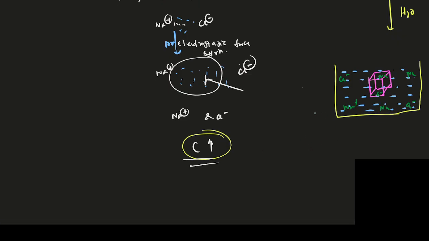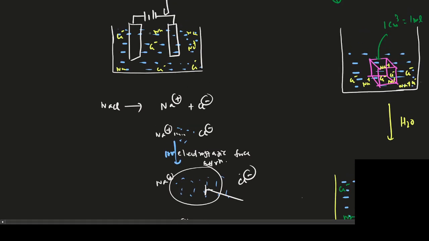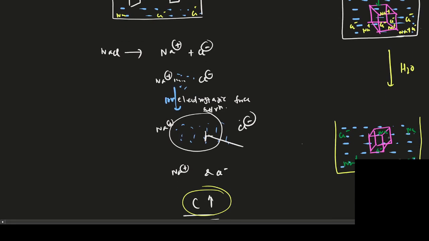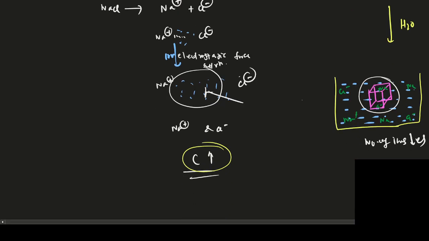Here our study area is the whole solution, but for specific conductance our study area is only this amount of solution. For the whole solution, the conductance increases, but within this 1 ml of solution, the number of ions decreases. Although Na plus and Cl minus are free due to water molecules, the number of ions decreases.